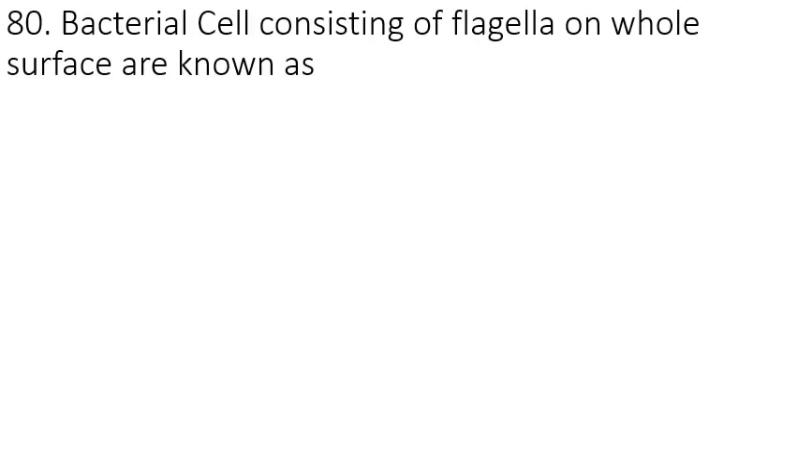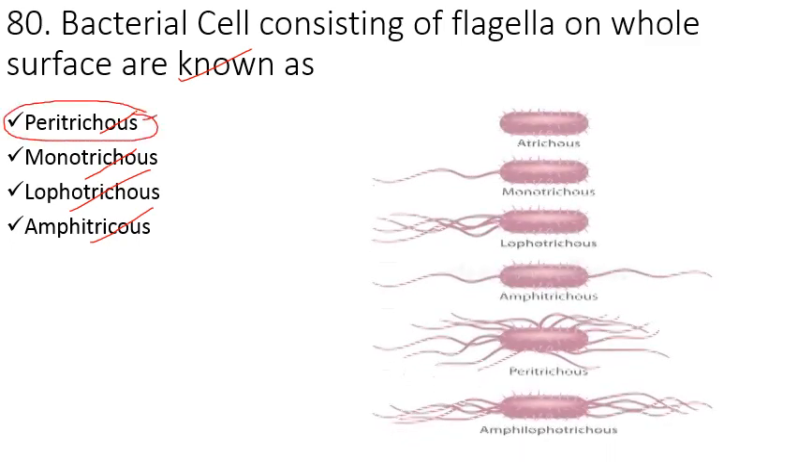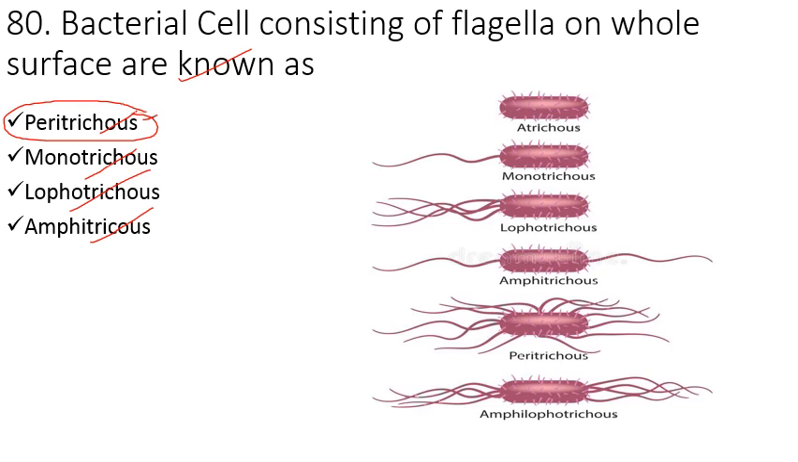The next question: bacterial cells consisting of flagella on the whole surface are known as, our options are peritrichous, monotrichous, lophotrichous, or amphitrichous. The right answer is peritrichous. We have different bacteria on the basis of flagellation pattern. One is atrichous, meaning bacteria having no flagella. Next we have monotrichous, with a single flagellum at one end. Then we have lophotrichous. This image is wrong. Lophotrichous means having a bunch of flagella at both ends.